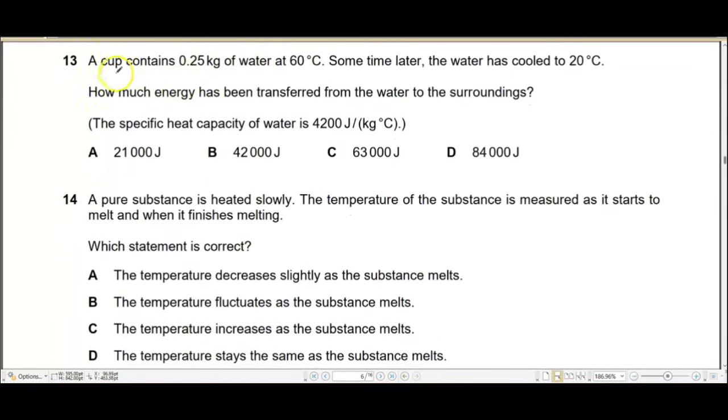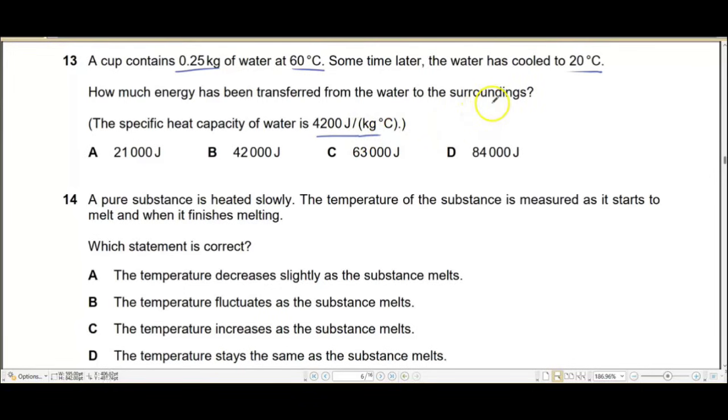Question number 13. A cup contains 0.25 kg of water at 60 degrees centigrade. Sometime later the water has cooled to 20 degrees centigrade. How much energy has been transferred from the water to the surroundings? The specific heat capacity of water is taken to be 4200 joules per kg per degree centigrade.